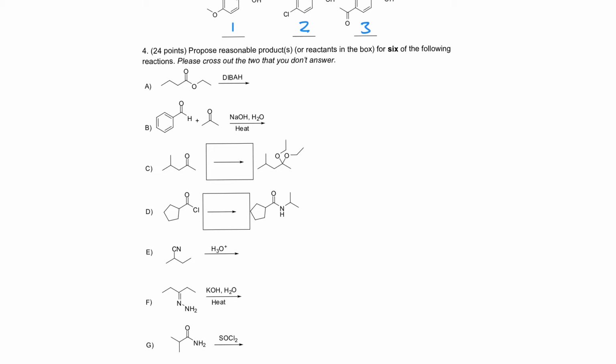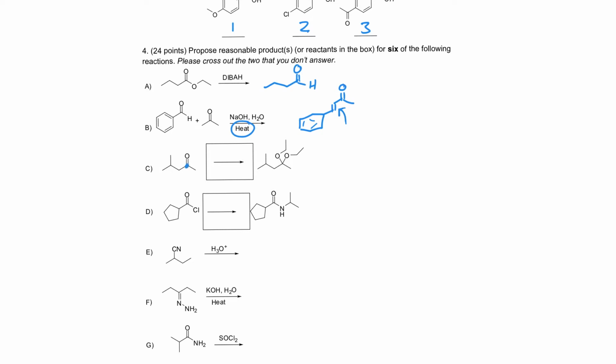First one, diisobutyl aluminum hydride. That's going to reduce esters to form aldehydes. It does not reduce the aldehyde, it just removes the OR group and installs an H there. Part B is an aldol reaction. In fact, we did this in lab, more or less, with vanillin. We've got an aldehyde that has no alpha hydrogens, so there's no competition. We've got acetone that can attack the aldehyde, and because there's heat, it will produce the alkene.